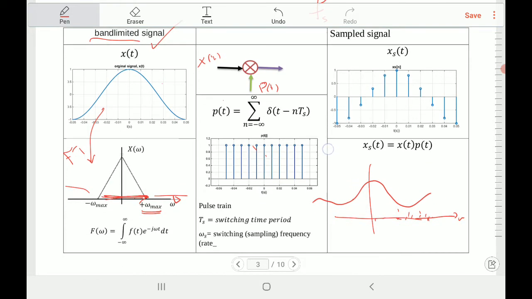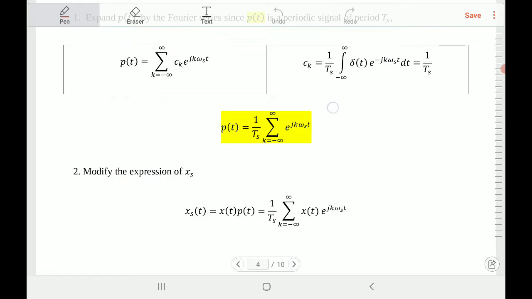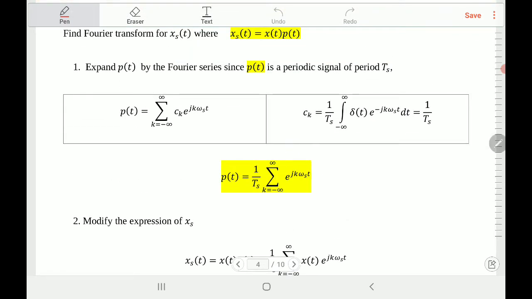Great. Well, let's just go to the math of it. Now, that's the expression. x(t) is the continuous time signal, and p(t) is the train of pulses that we have here. And this is the continuous. And xs(t) is the sequence, or the discrete version of this one. So we need to find the Fourier transform of this one. To find the Fourier transform, first we have to make some mathematical operation on p(t).